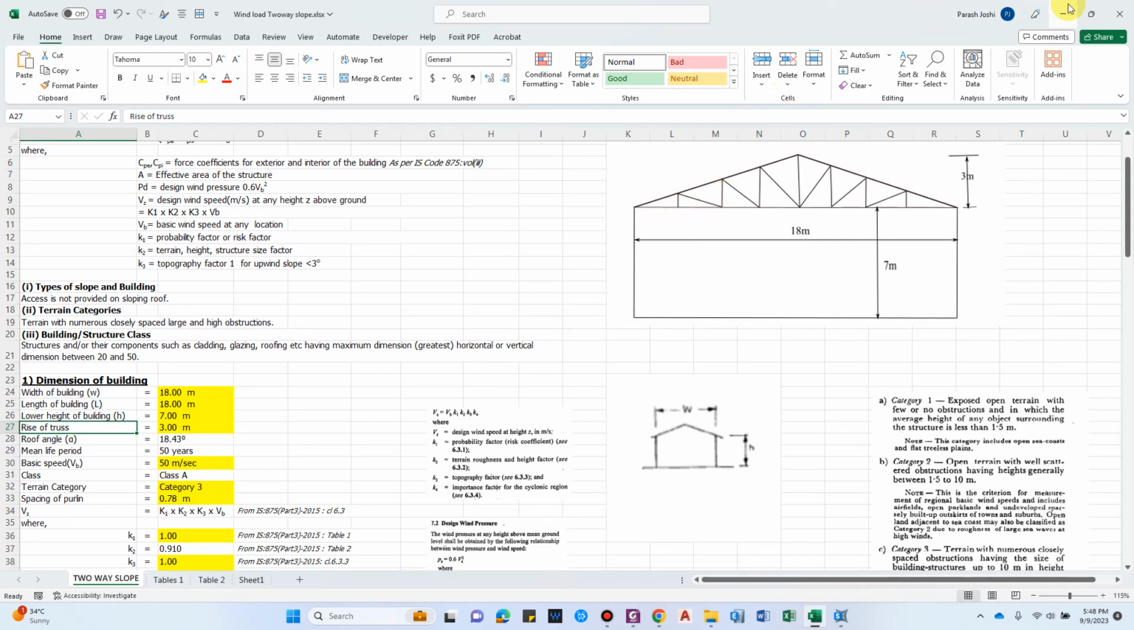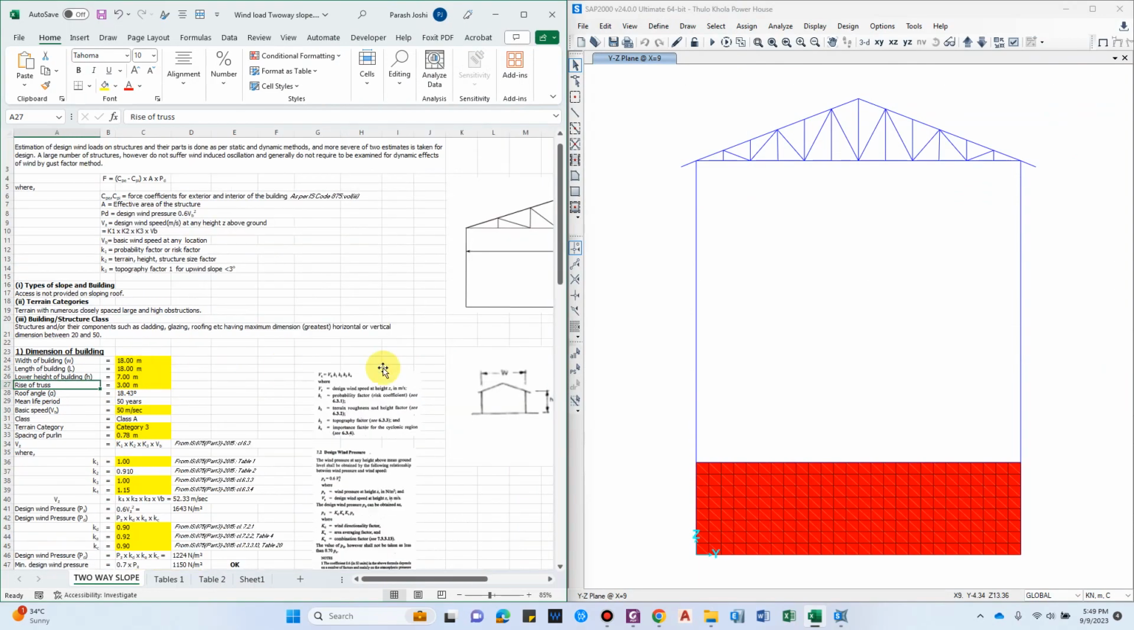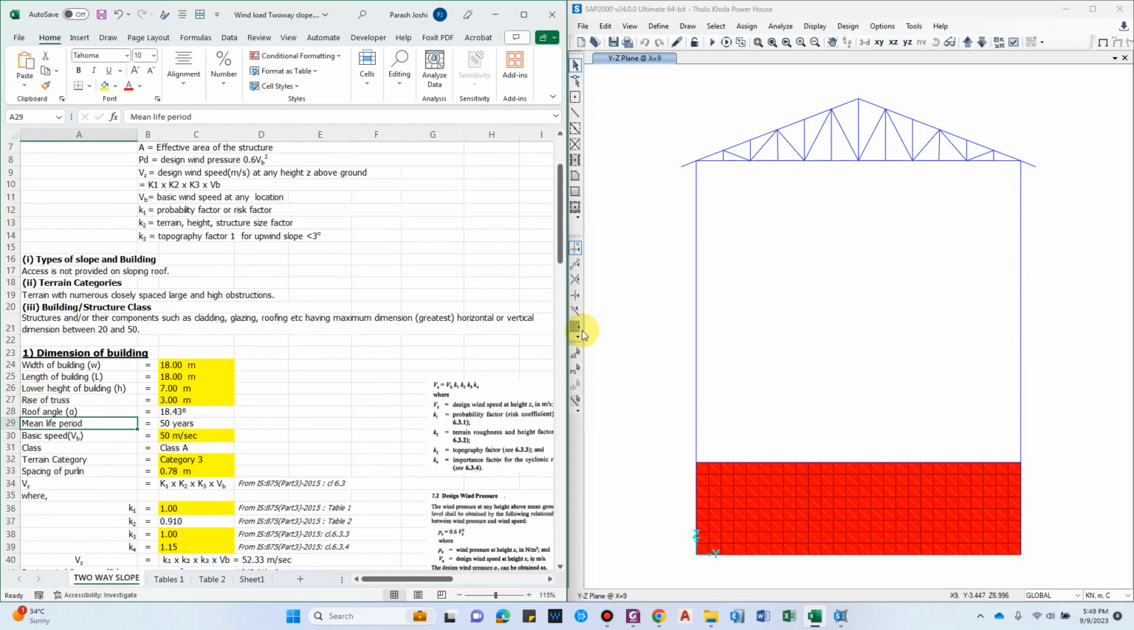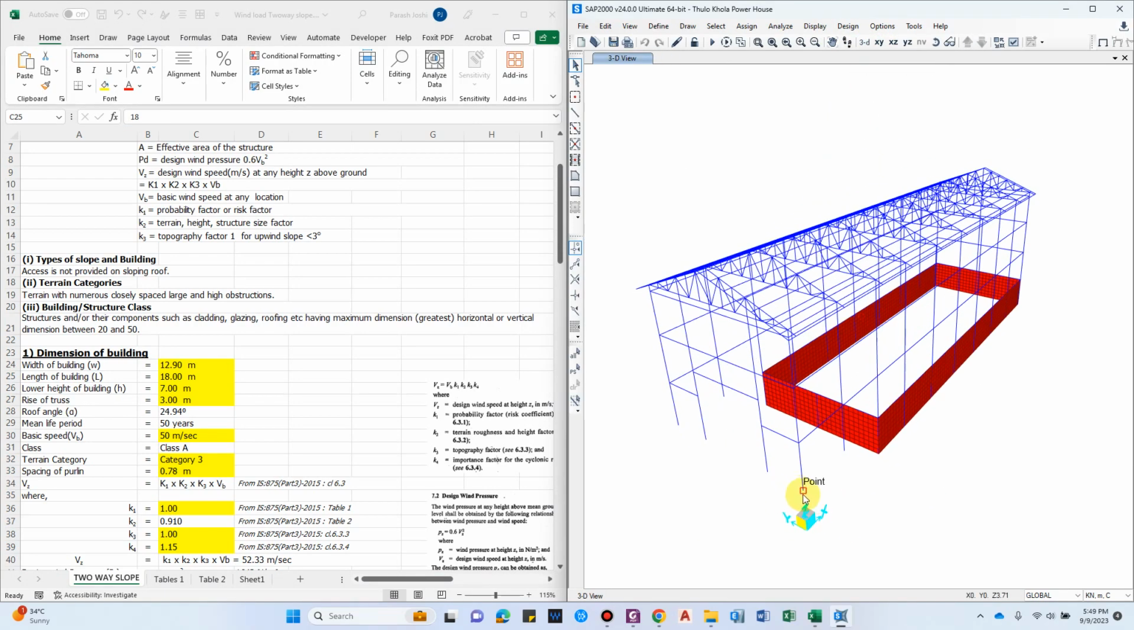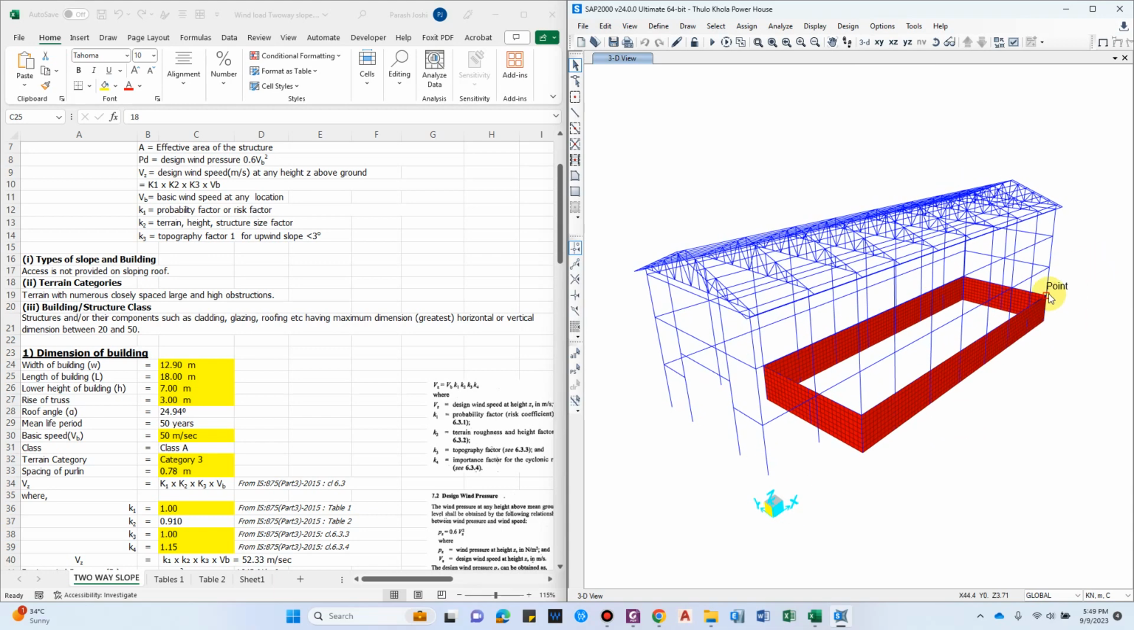Now let us see our case, and make sure that W is from this point to this point. Do not include the projections. So the width of the building is 12.9 meter. For the length of the building, you can take that from the x direction, so it is 0 at this point and 44.4 at this point.